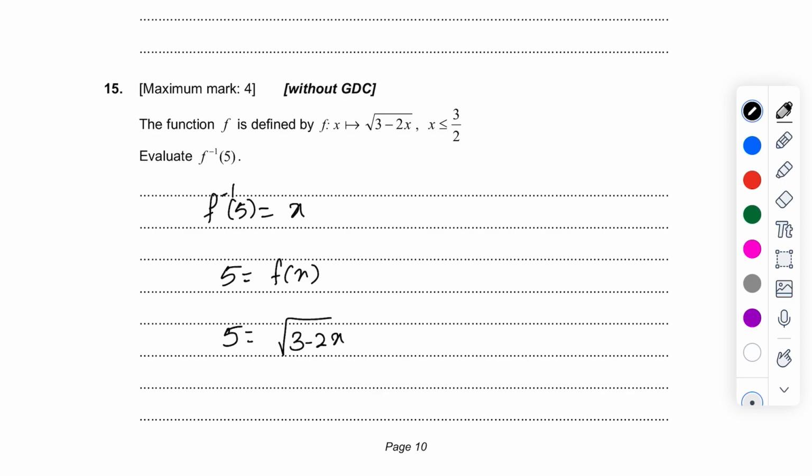So squaring on both sides, 25 equals 3 minus 2x. So 2x equals 3 minus 25. So 2x equals negative 22. So x equals negative 11.